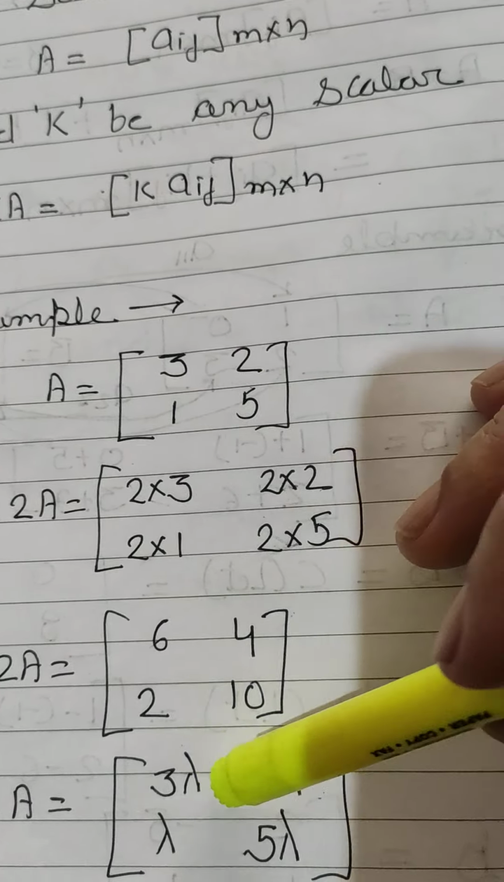Next operation, multiplication of matrices. This is also important. All operations are important, but it requires practice, so please give attention. Multiplication of matrices is not always defined. Sometimes it is defined, sometimes it is not defined. Like in addition and subtraction, we require the order to be the same. In the same way, some condition has to be satisfied, then only multiplication of matrices is defined.